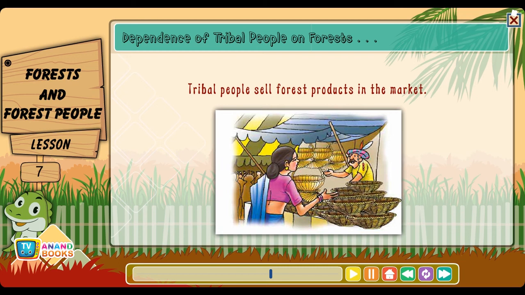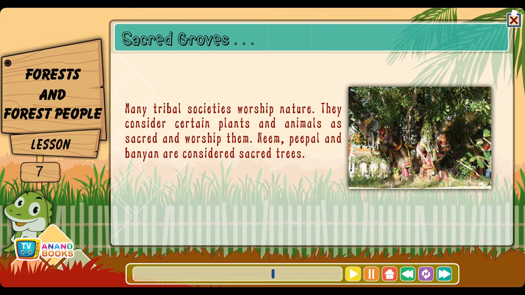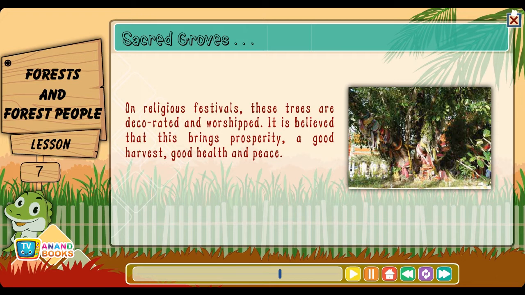Sacred groves. Many tribal societies worship nature. They consider certain plants and animals as sacred and worship them. Neem, peepal, and banyan are considered sacred trees. On religious festivals, these trees are decorated and worshipped. It is believed that this brings prosperity, a good harvest, good health and peace.